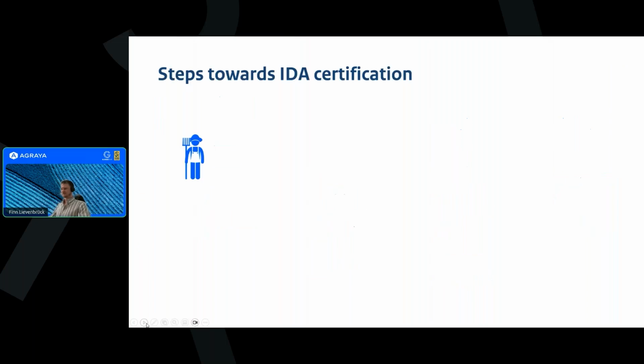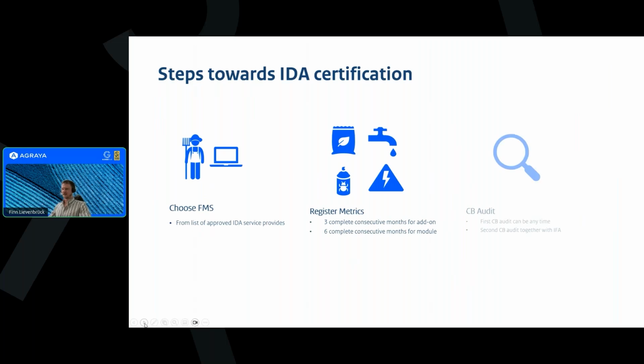Next slide, please. The steps towards the IDA certification for the producers are: first, they choose farm management software from our list of IDA service providers. Then they register the metrics that I presented to you previously. For the IDA add-on, we need 3 complete consecutive months of data, and for the module, we require 6 complete consecutive months. And then the CB audit can be conducted.